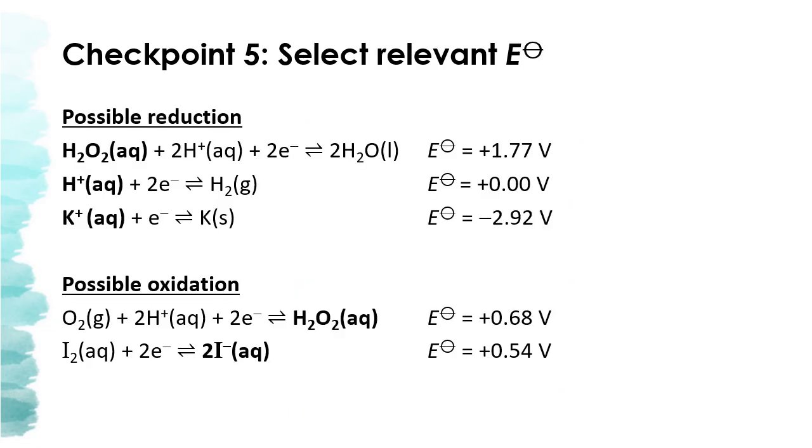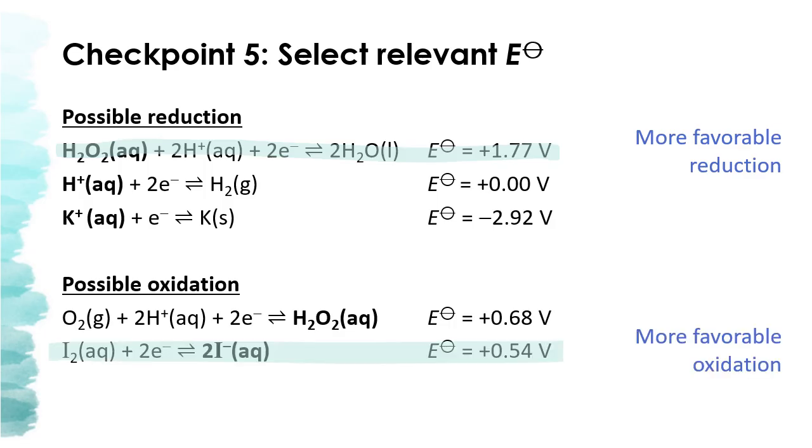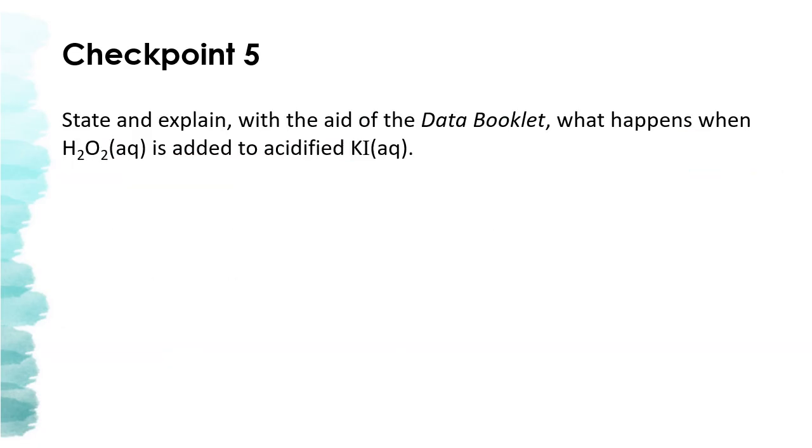After picking out the relevant data from the data booklet, we will write it down, and the next thing to do is to identify the reduction and the oxidation half equations. So there are a few that we have to select. So the thing is that we have to choose the most favorable reduction, the most positive standard electrode potential values, and the most favorable oxidation, which is the least positive standard electrode potential values.